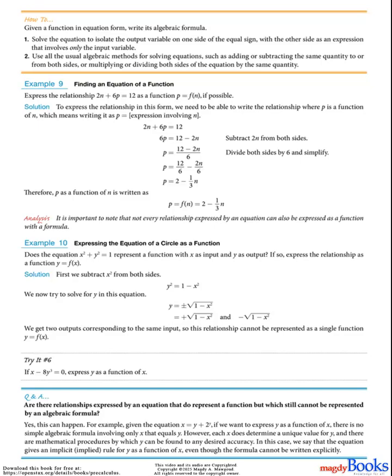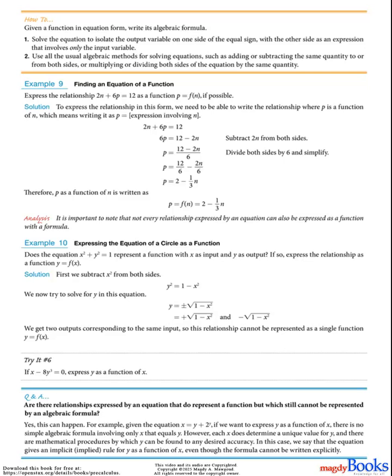1. Solve the equation to isolate the output variable on one side of the equal sign, with the other side as an expression that involves only the input variable. 2. Use all the usual algebraic methods for solving equations, such as adding or subtracting the same quantity to or from both sides, or multiplying or dividing both sides of the equation by the same quantity.